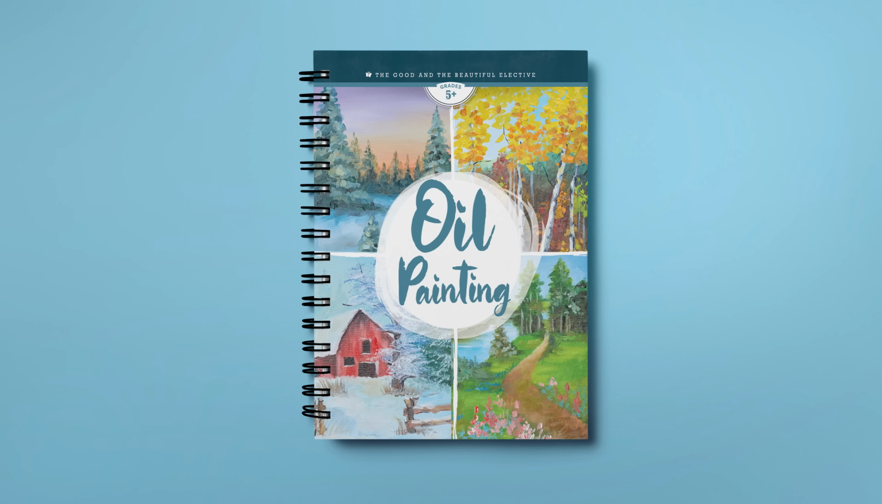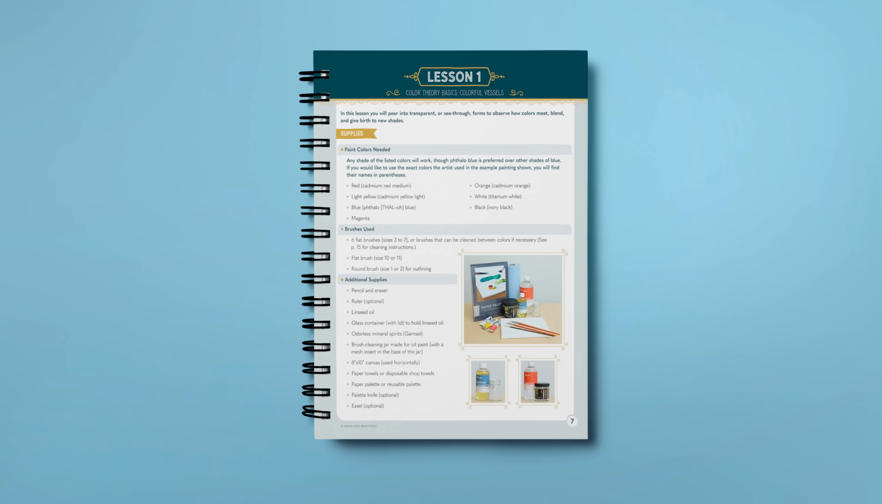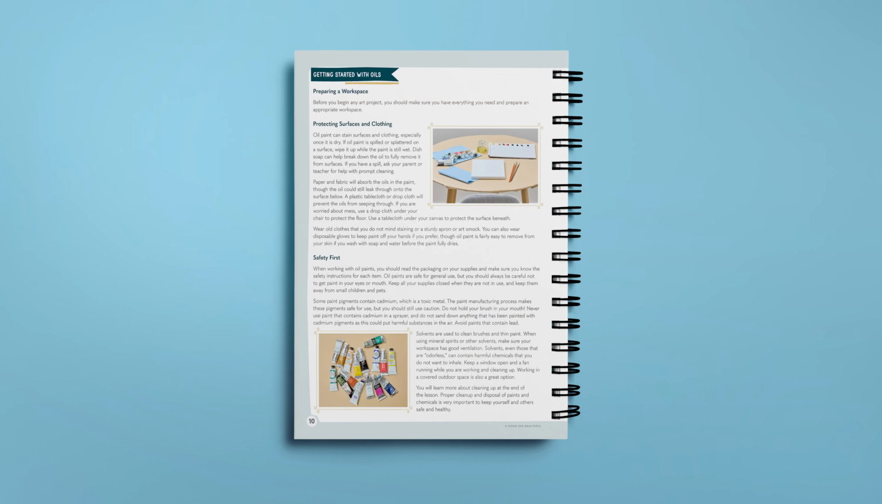This introduction to oil painting is designed for students in grades 5 and above to complete independently. Each of the 6 lessons is meant to be accessible for any level of artist who wants to try their hand at this exciting medium. Before they begin, students will learn how to properly prepare their workspace and keep themselves safe when working with oil paints. Let's take a closer look at the project-based lessons in this course.